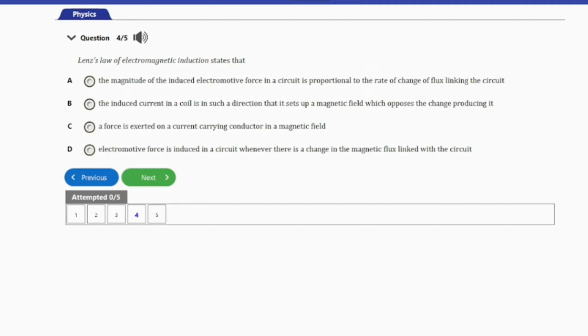So guys, this is still the same question. Lenz's law of electromagnetic induction states that. Here, I think that's option B. The induced current in a coil is in such a direction that it sets up a magnetic field which opposes the change producing it. So that's option B here.